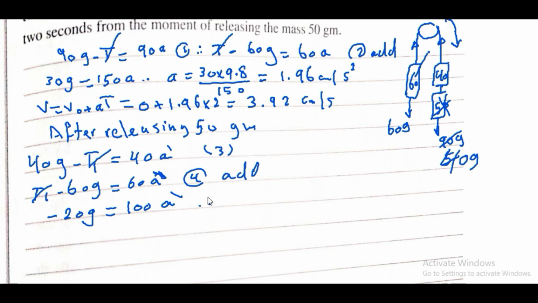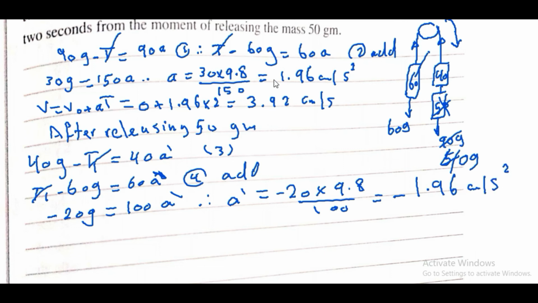Therefore, a dash equals negative 20 times g 9.8 over 100 equals negative 1.96 centimeter per second square. We want to prove that the system will be at rest after 2 seconds from releasing the 50 gram.